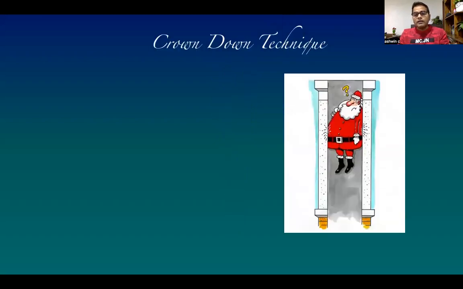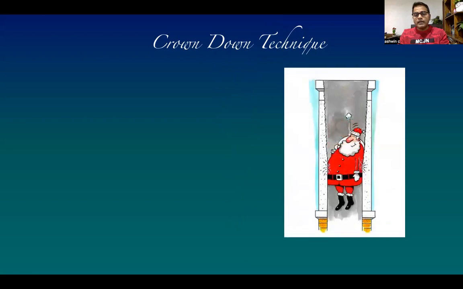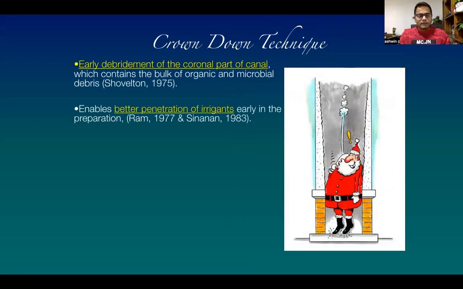So, what are the advantages of the crown down technique when you are entering from the top? There are definite advantages of this technique. First thing is there is an early debridement of the coronal part of the canal. So when there is removal of all the interferences, or you are debriding the coronal part and pulp chamber from the pulp, your file finds less resistance. It is easier to glide through.